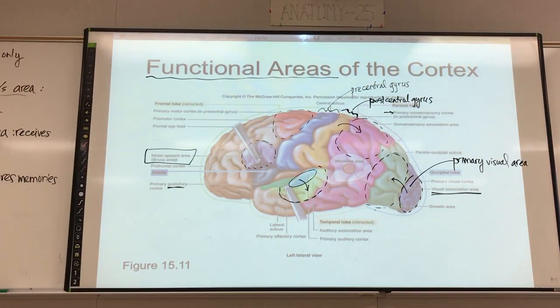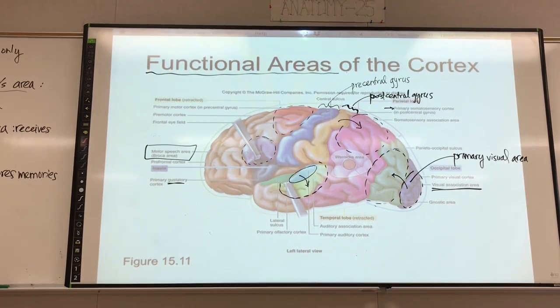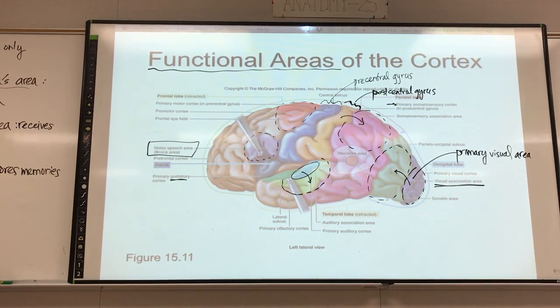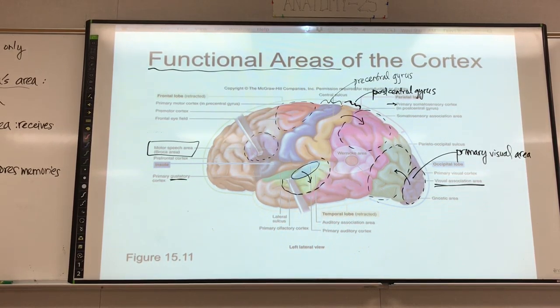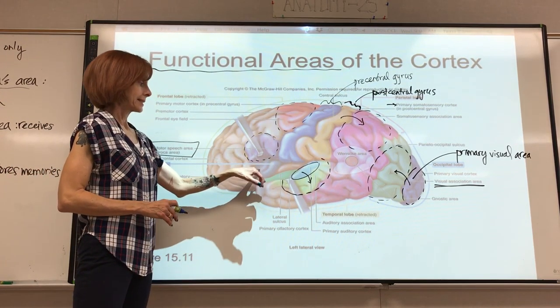Notice that the only thing labeled there is the primary. I think it says primary gustatory area, and I think that's because they may not know at this point where the gustatory association cortex is. So just know that this is the primary gustatory cortex, and it's in the insula.